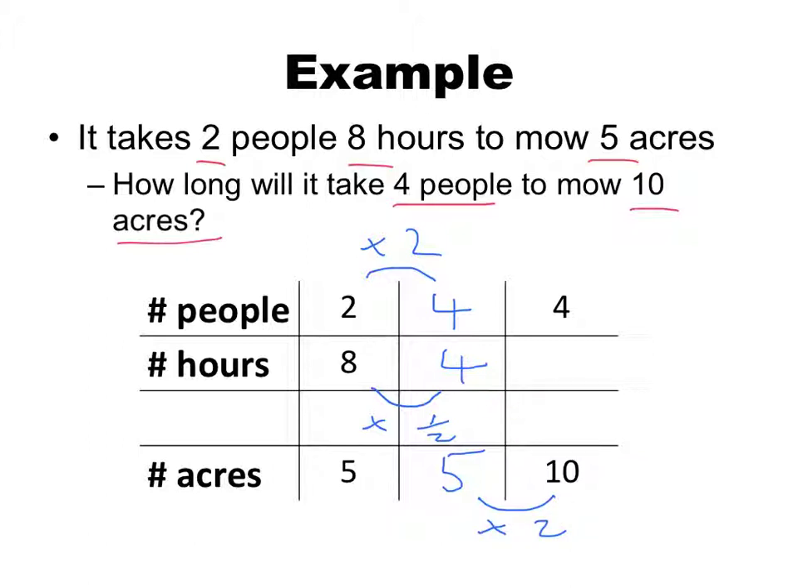Well, we argued that hours and acres are directly proportional. So if I multiply acres by 2, I need to do the same to the number of hours. So I'm going to multiply by 2 there, and I do that arithmetic, and I get 8. So there we go. There's our answer. This column tells us that it's going to take 4 people 8 hours to mow 10 acres.